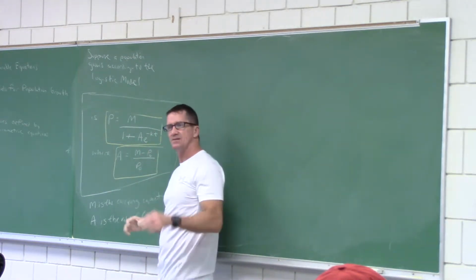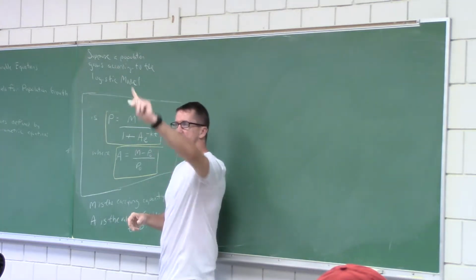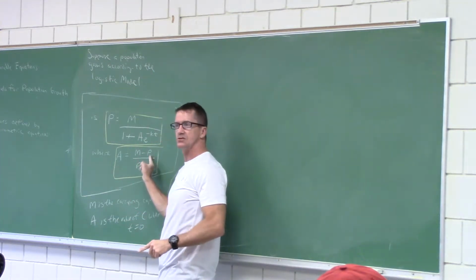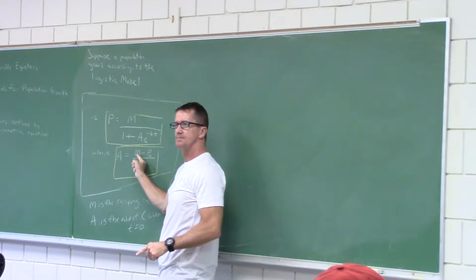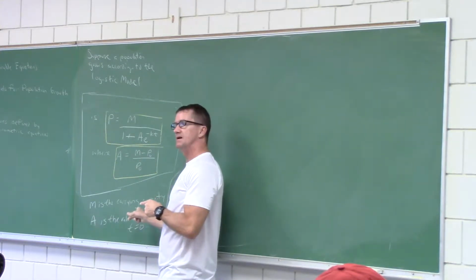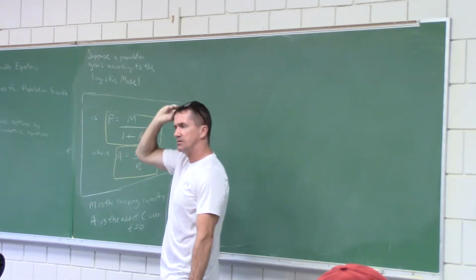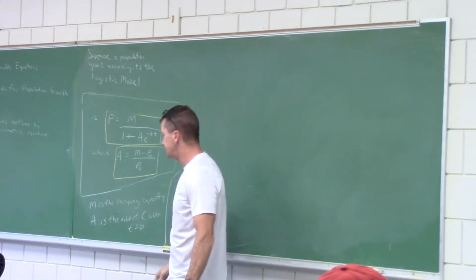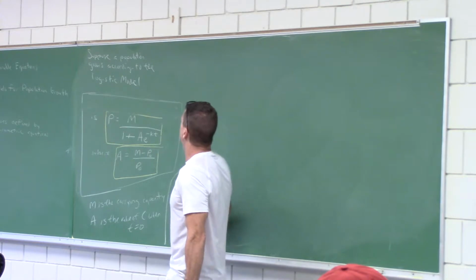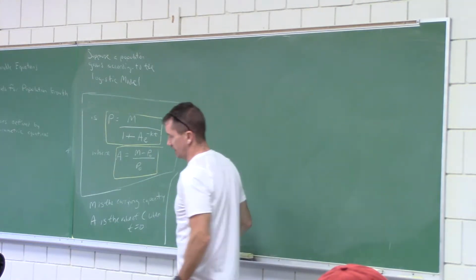What's P naught? So we get some of these letters down. The P naught is the initial population. What's M? M is the carrying capacity, right? That's the carrying capacity of that population. If it's a town, it's not going to go over 20,000 people. Fish in a lake or whatever it is. Now, what else do they give us?